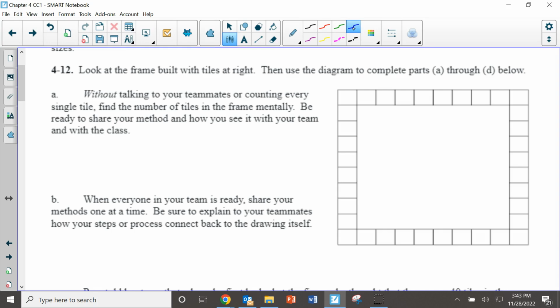So if we counted just one side, 1, 2, 3, 4, 5, 6, 7, 8, 9, 10. Sorry, my pen stopped working. So there are 10 on each side. What do you think she could have done? Where does the 40 come from, you think? When I think about it, there's 10 on each side and there are 4 sides. So she probably counted one side and then just multiplied it by 4.